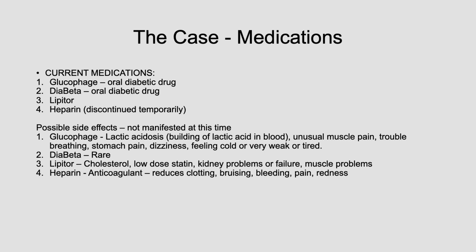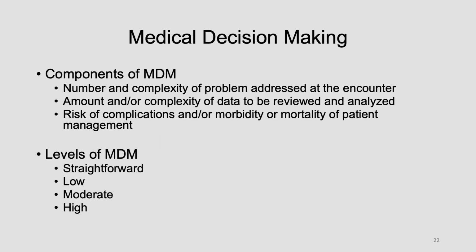So how do we pick the codes? First, let's look at the medical decision making. Remember that medical decision making has three separate components. Put together, they determine the level of medical decision making. First you have the number and complexity of problems addressed. That's what's wrong with the patient and how serious it is, or what may be wrong with the patient and how serious it is. Then you look at the amount and the complexity of data.